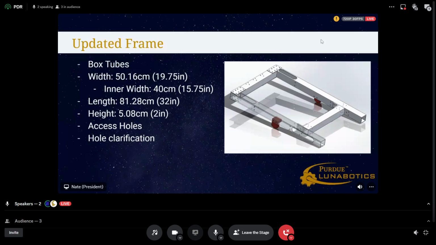Okay, so frame. This year, instead of C-channels, we are making it out of 2x2 box tubes. We have the 3 main box tubes, and then we have a front box tube. You will see on that front box tube that there is only a single L channel supporting it and random holes. Those will be changed since Excavation has changed their mounting. Then we have just some dimensions of it.